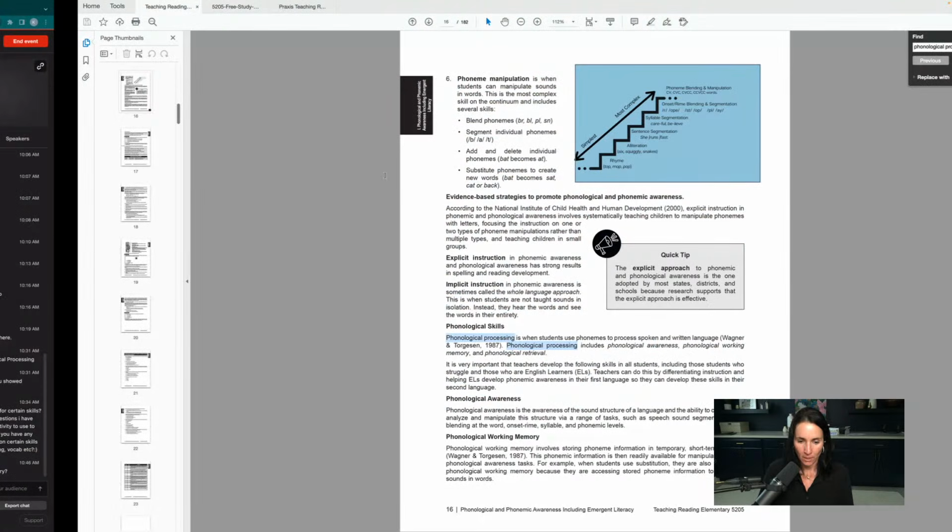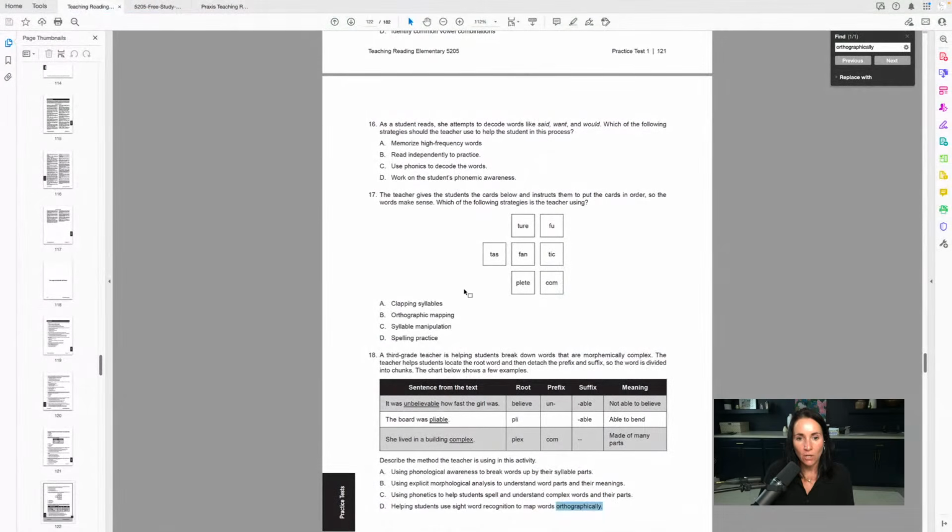So let me go to my study guide here, and I'll just share it with you. Let me go to a screen, entire screen, share. Okay, we should be here. Okay, so let's take a look at number 17. Let me zoom in. This is in the book.